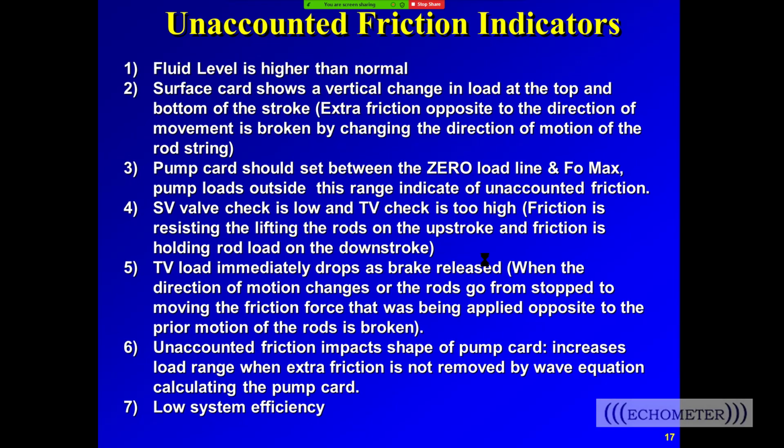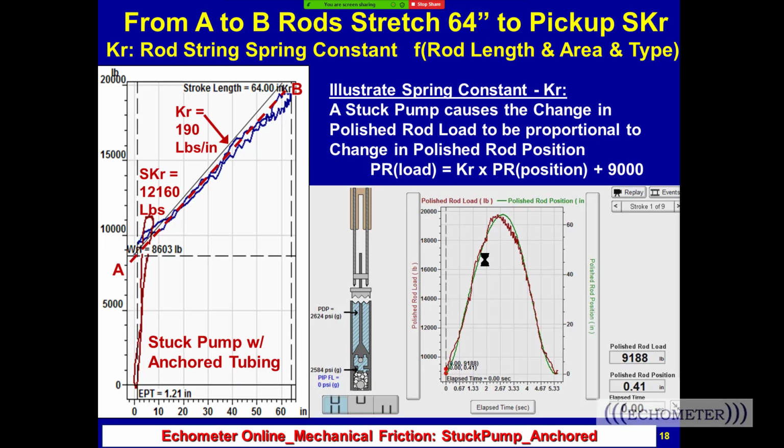The pump card, if you have a lot of mechanical friction, usually goes above the fluid load line calculated from the fluid level shot, or even the FO max line if you're pumped off, and goes below the zero load line. You'll see the standing valve load when you stop to weigh the weight of rods in fluid to be less than the calculated theoretical weight of rods in fluid. And so the unaccounted friction impacts the shape of the pump card. It increases the area, which means more horsepower. It reduces the efficiency of the system.